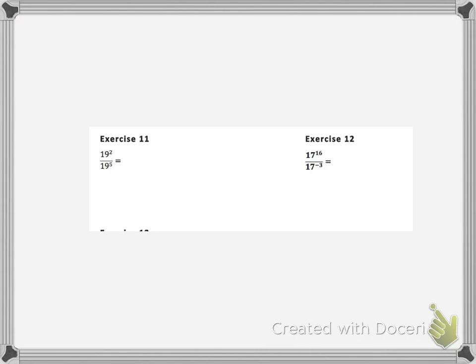So for exercise 11, we have our dividing the same base. So we know, because of our subtraction rule, that we can rewrite this as 19 to the 2 minus 5. But of course, 2 minus 5 gives us a negative 3 as the exponent. And now we know that we can write that as a fraction with a numerator of 1, and then we could put 19 in the denominator with a positive exponent.